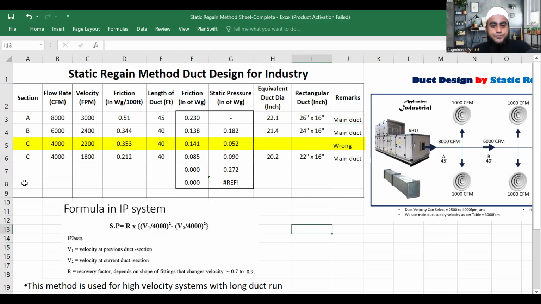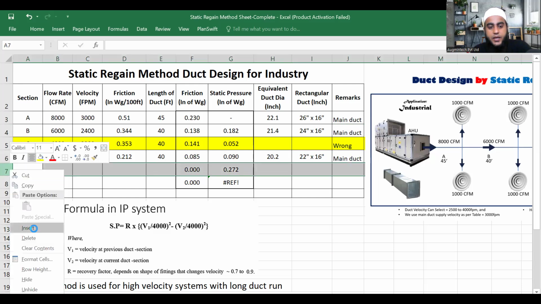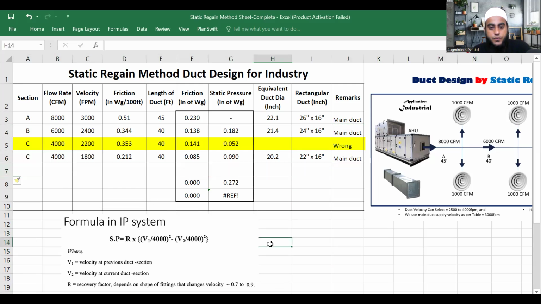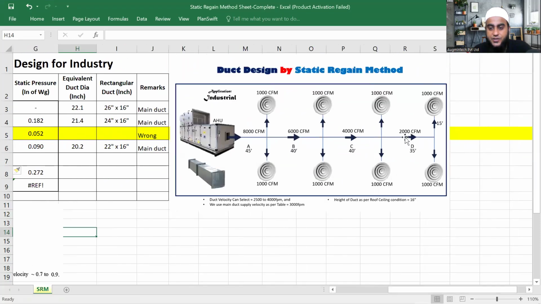Tell me fast. Yes, please. Give me a reply, please. All of you understood up to here? Anyone have doubt? Clear this thing? Now, let's come to the next section. Next section means section D.